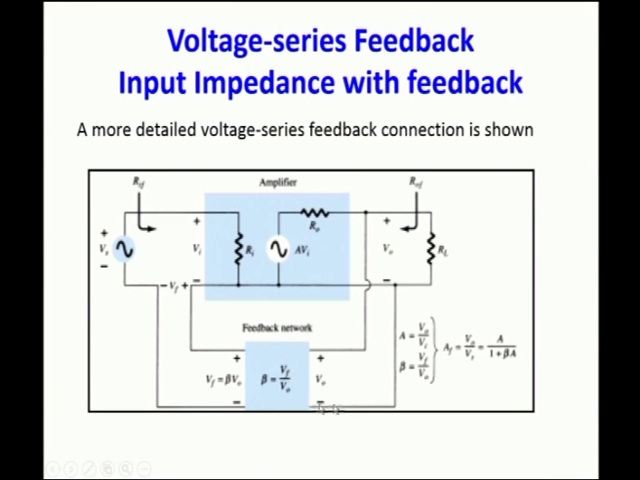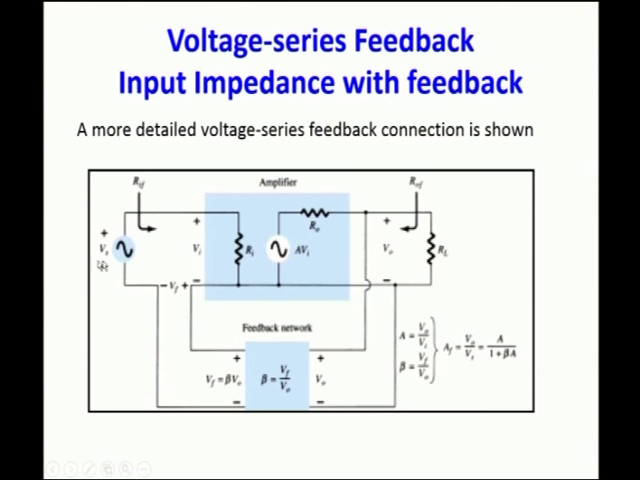So, here the resistance of the feedback and the output resistance of the amplifier are reduced because you have a parallel connection, and at the input there is a series connection, so the input resistance will increase. This is the requirement for any amplifier: the input impedance must be high and the output impedance must be low. Now we are going to derive the input impedance with feedback.